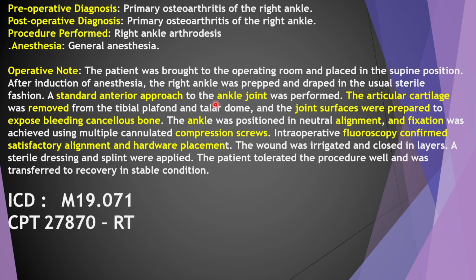And second, the articular cartilage was removed, and the joint surface was prepared to expose the bleeding bone, that is for fusion. The ankle was positioned in alignment and fixation was done, and fluoroscopy confirmed the alignment and hardware placement. So this says that it is an arthrodesis procedure: exposure of the bleeding bone, alignment, and fluoroscopy confirming alignment and hardware placement. So we will navigate that procedure.